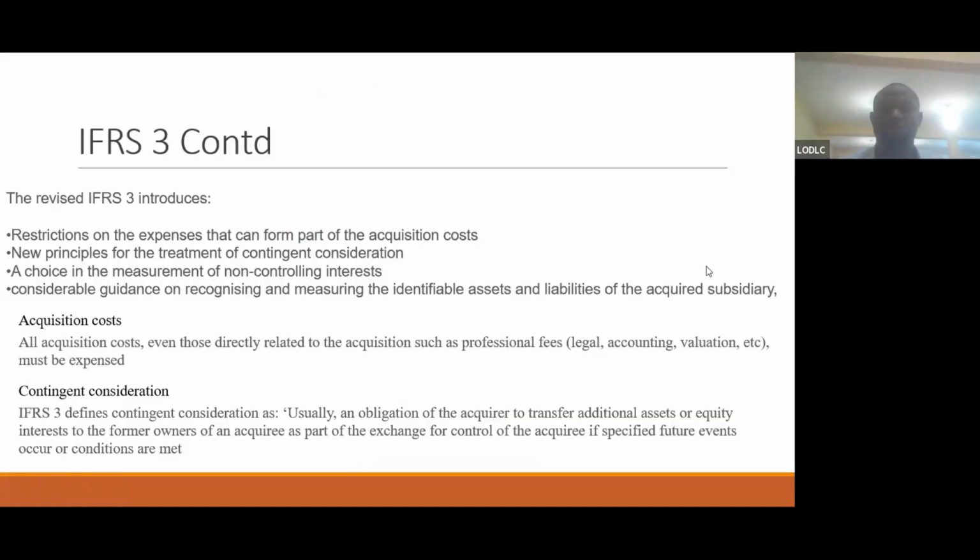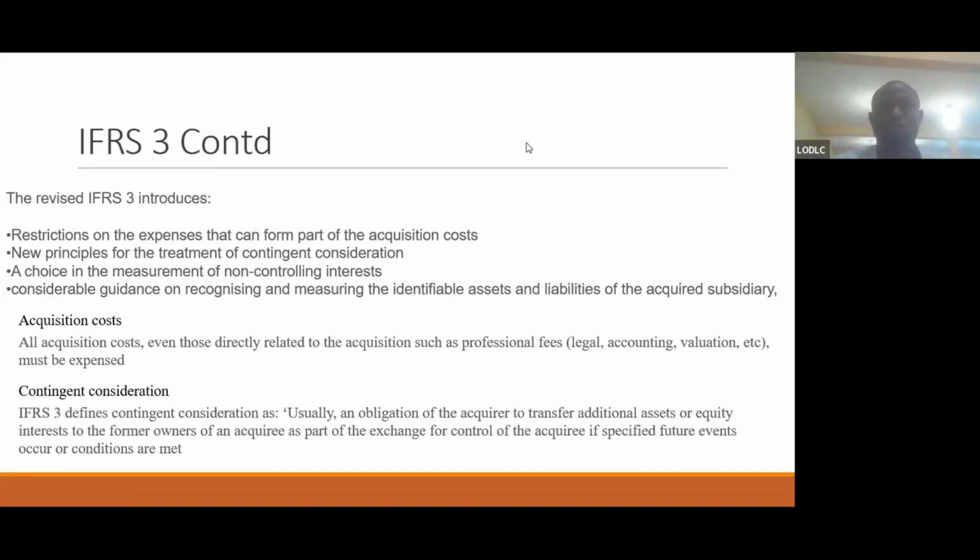So IFRS 3, that's continuation. IFRS 3 introduces restriction on the expenses that can form part of the acquisition cost. There are new principles for the treatment of contingent consideration. This should be explained under IAS 38, so when we get there, we will try to explain more. Then a choice in the measurement of non-controlling interest. Then considerable guidance on recognizing and measuring the identifiable assets and assumed liabilities of the acquired subsidiary.